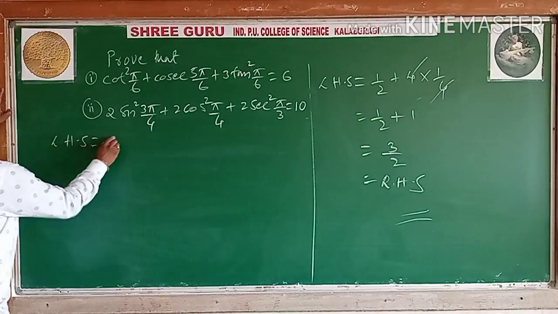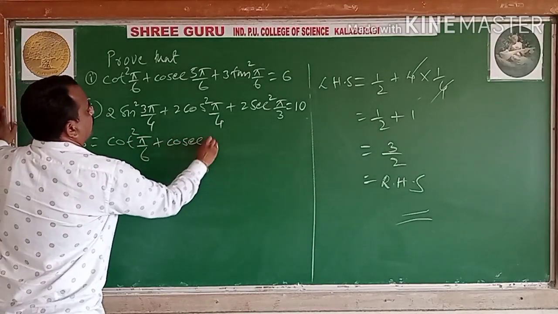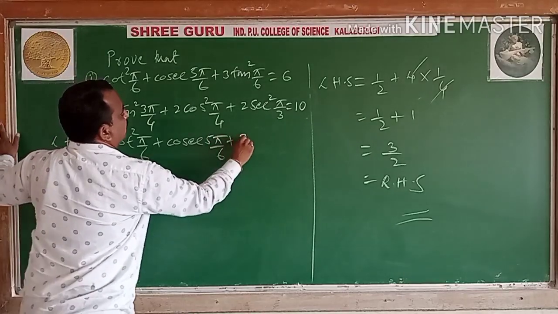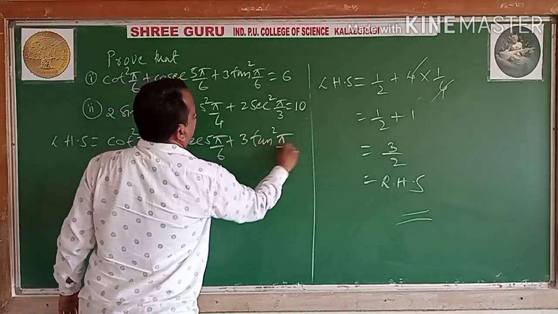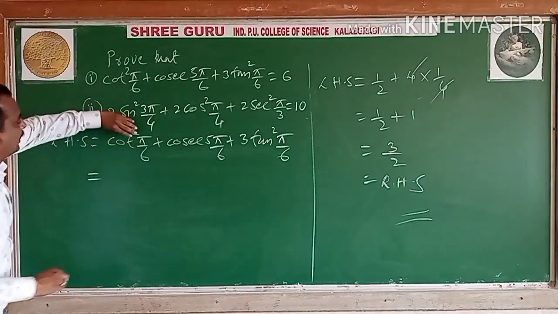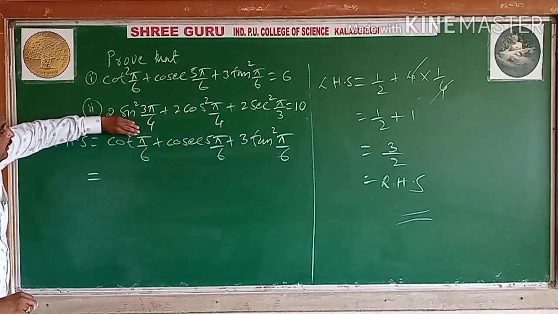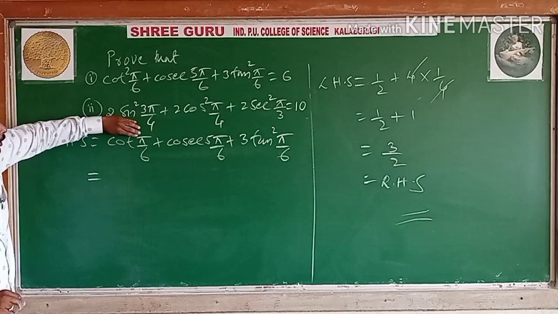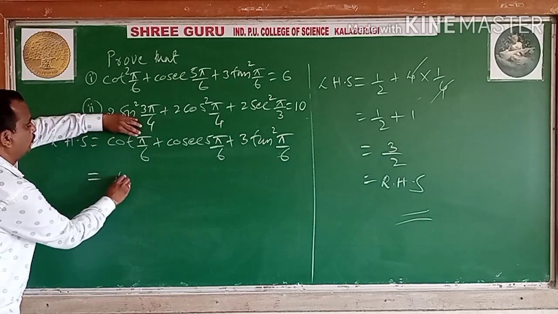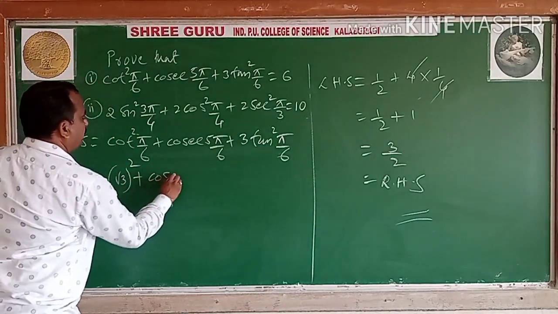LHS is equal to cot square pi by 6 plus cosecant 5 pi by 6 plus 3 tan square of pi by 6. Substitute the values, student, here. Cot pi by 6, cot 30 degree. If you don't know the value of cot 30, you see the tan 30. What is tan 30? 1 by root 3. Cot 30 is root 3, square of this one, plus cosecant 5 pi by 6.